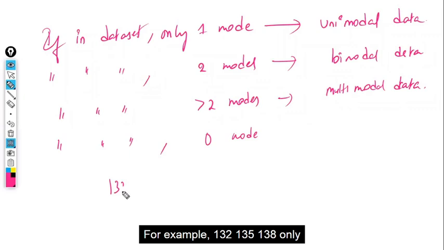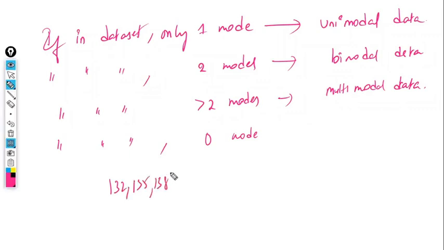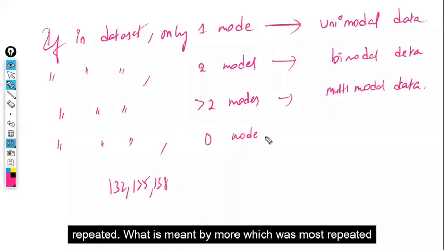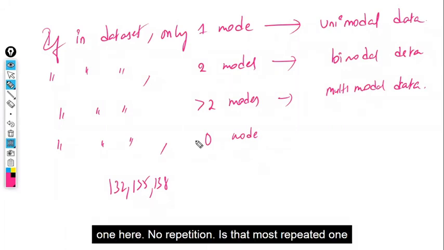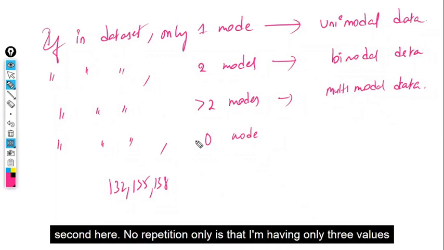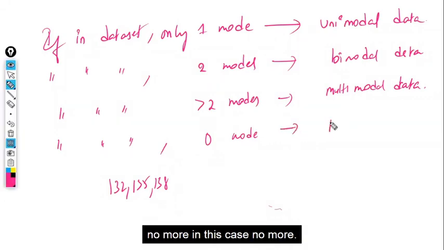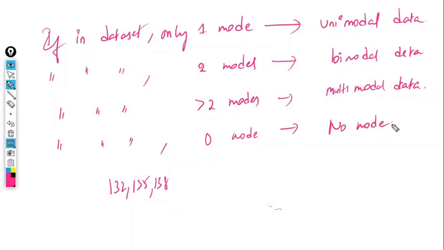For example, 132, 135, 138, only three numbers are there. What is the mode for this? None of them was repeated, not even one. What is meant by mode? Which was the most repeated one. Here no repetition is there. I'm having only three values, and there is no repetition. Then there is no mode. In this case, no mode. None of the values repeated means no mode.